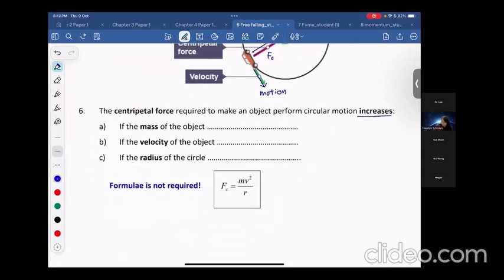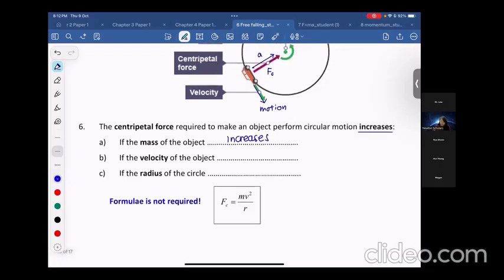If the mass increases, that means we need more inward force. We need more force pulling it towards the center if the mass is higher. So if, let's say, the car is a heavy car, we need more centripetal force to hold it and change its direction. Then after that, velocity.